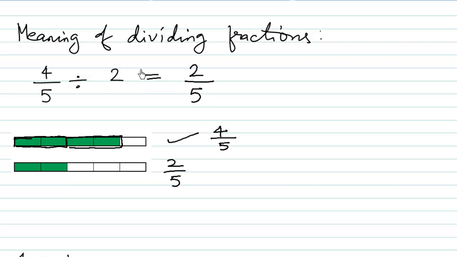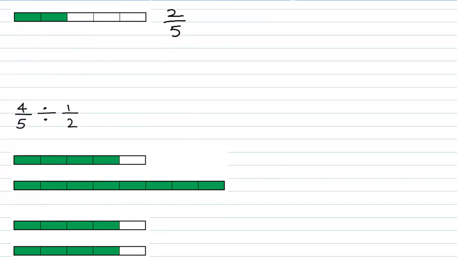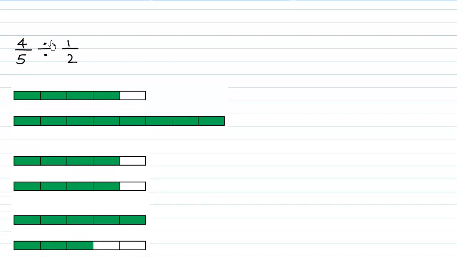So dividing by a normal number is much more easy to understand. But what if we want to divide by another fraction the same 4 upon 5? So what is the meaning of 4 upon 5 divided by 2? What is the meaning of this? So this is a chocolate bar divided into 5 equal parts. 4 parts are shaded. So this is 4 upon 5.